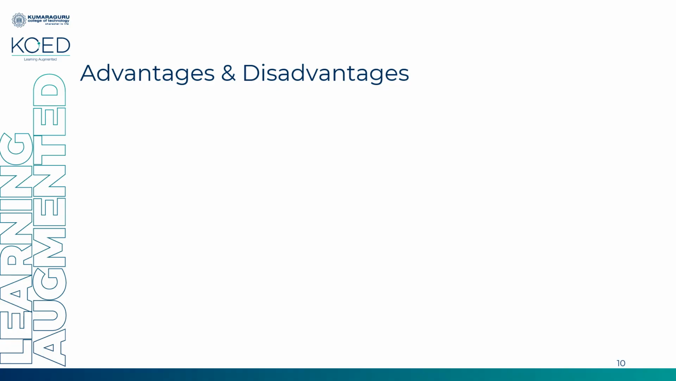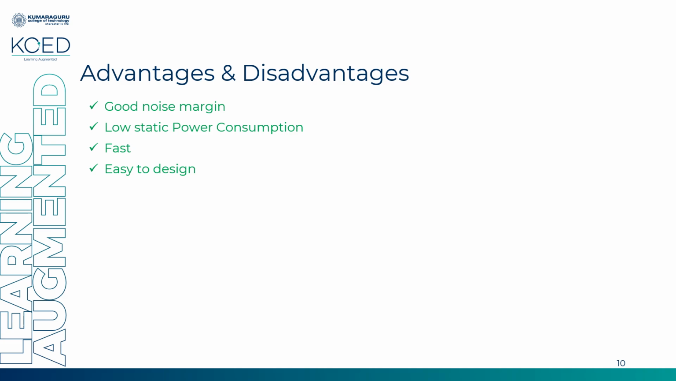We will see some of the advantages and disadvantages. One of the main advantages is low static power consumption and good noise margin. Why good noise margin? You would have already learned what noise margin is, and what VIL, VIH, VOH, VOL are. In case of static CMOS logic, we have VOH and VOL.